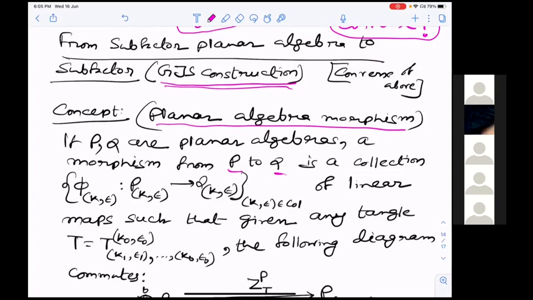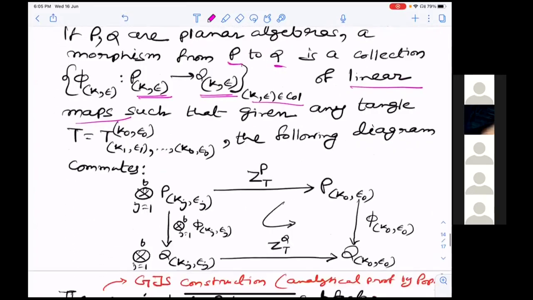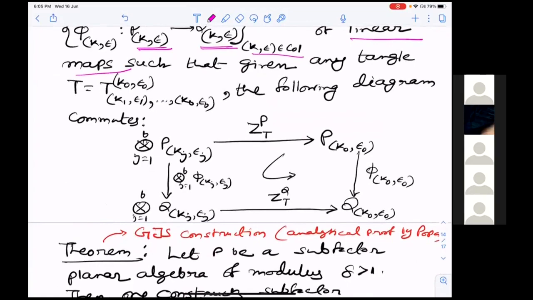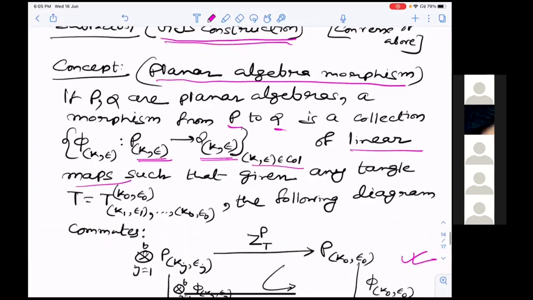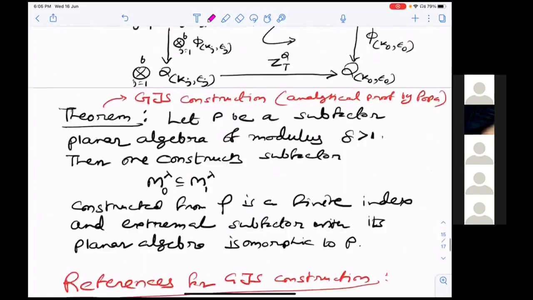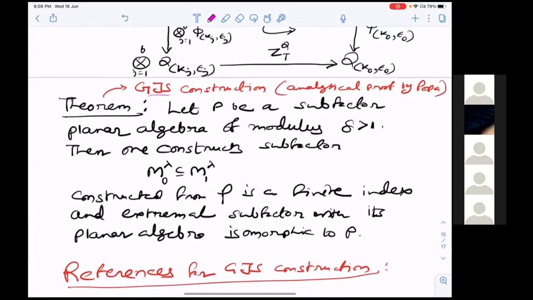So a morphism from P to Q means a collection of linear maps, graded by color, P_{k,epsilon}, which is a linear map from this vector space to that vector space for each color, such that if you give any tangle, this very natural diagram will commute. It's not difficult. This is called a planar algebra morphism. So we can talk about isomorphism of two planar algebras. Now we are ready to state the GJS construction.